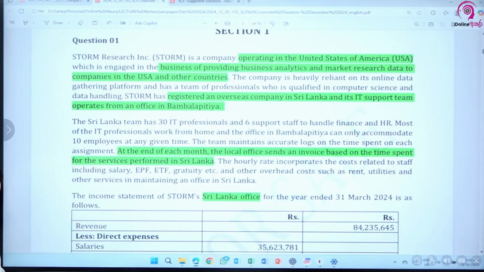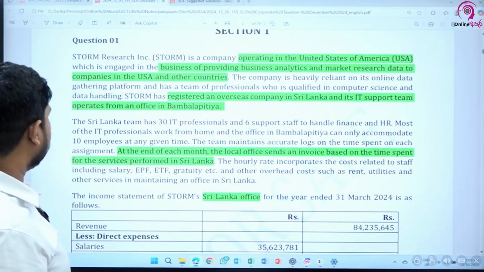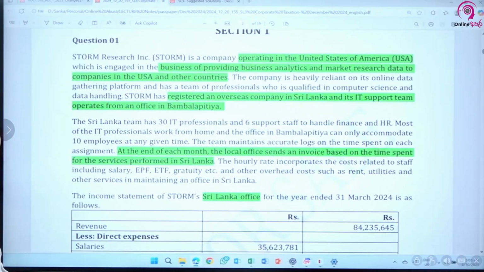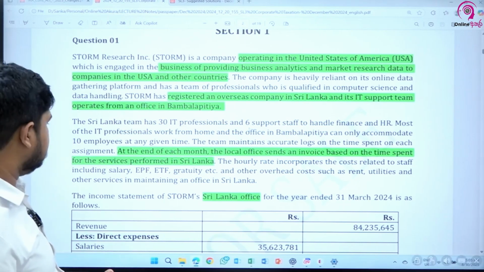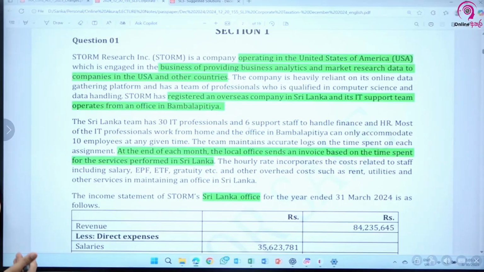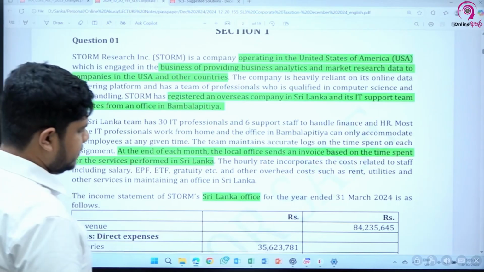Work from home, and the office in Bombay can only accommodate 10 employees at a given time. The team maintains accurate logs on time spent on each assignment. That might be important for certain cases. At the end of each month, the local office sends an invoice based on the time spent for the service performed in Sri Lanka.